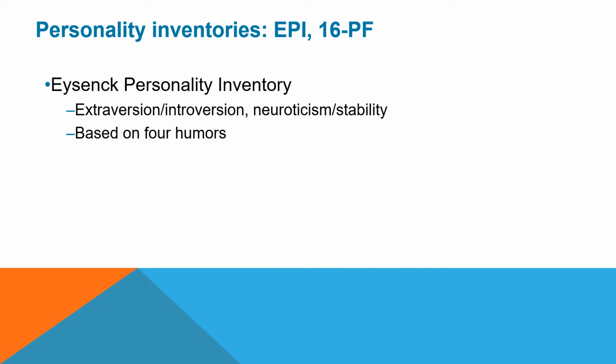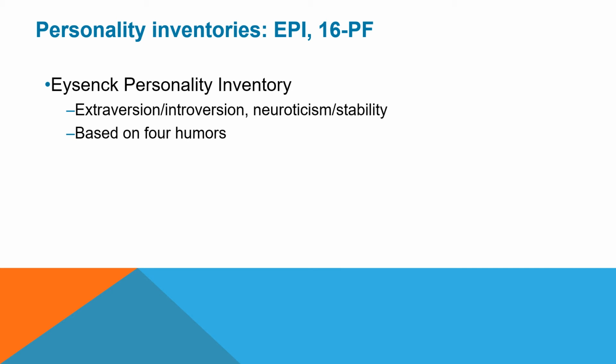But these different combinations, extroversion plus neuroticism, would lead to someone who was choleric. Extroversion plus stability would lead to someone who was sanguine. Someone who's introverted and neurotic would be someone who's melancholic, and someone who is introverted and stable would be someone who is phlegmatic.